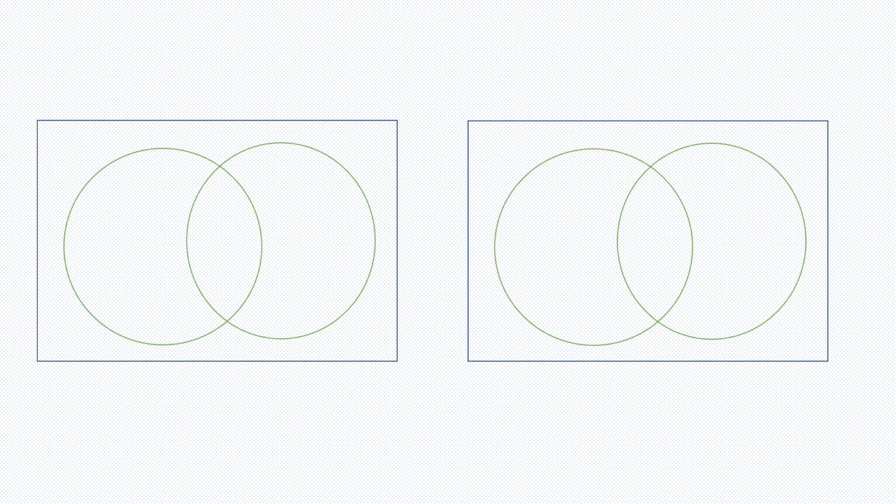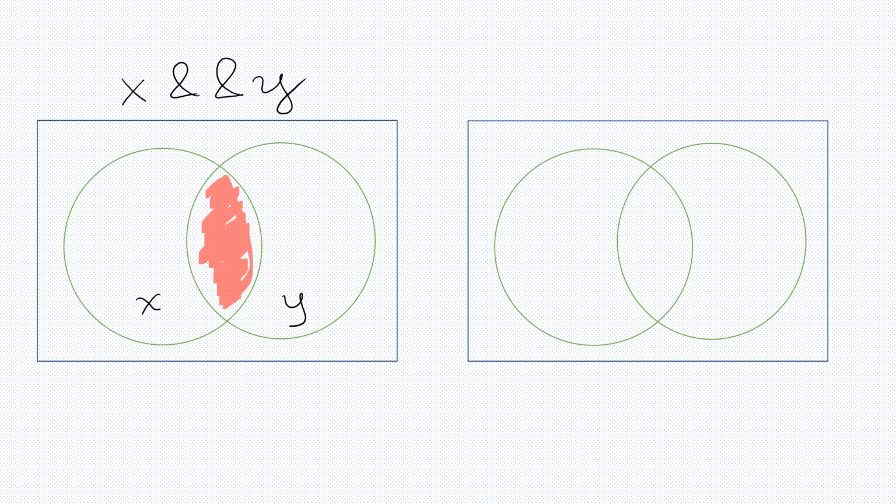Another way to think about ANDs and ORs is with a Venn diagram. If I wanted to do x and y, both have to be true, which means that you live inside this section here, the intersection between the two items.